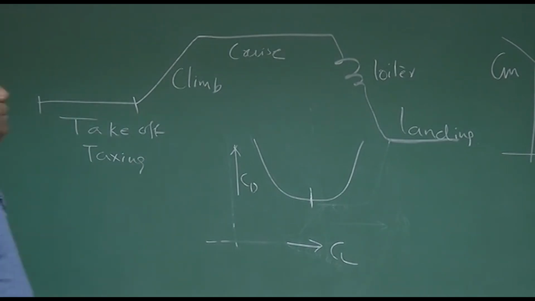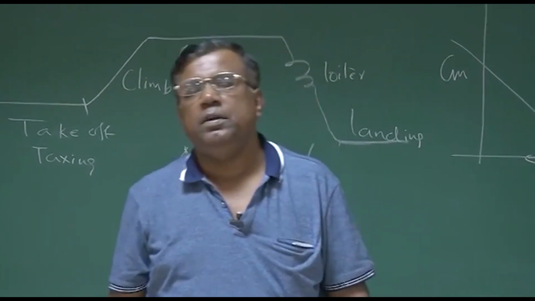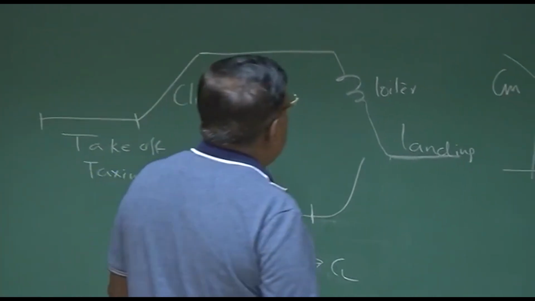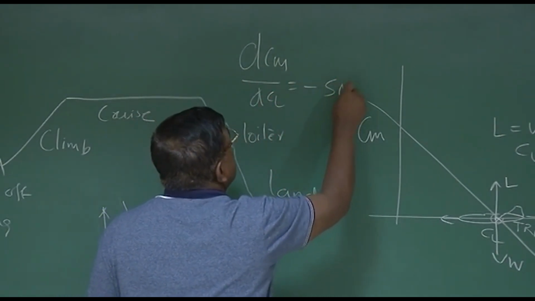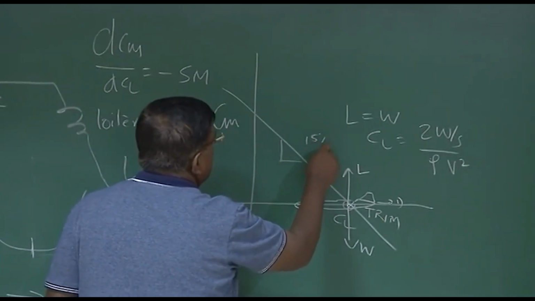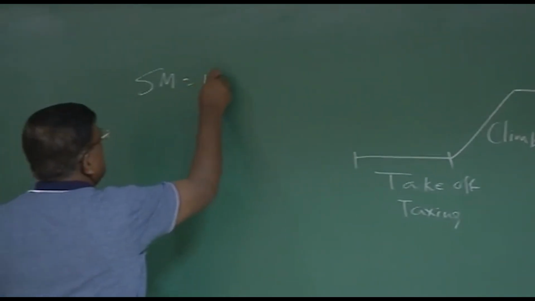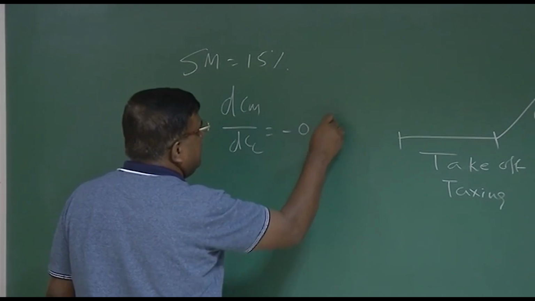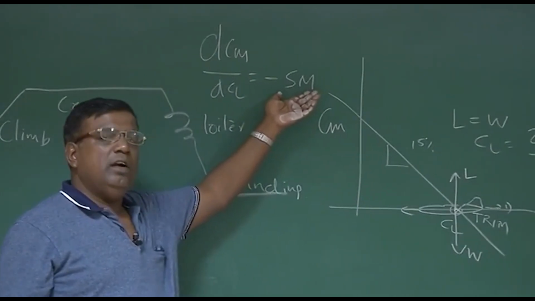Also, we know by now that mostly these transport airplanes are designed for a static margin between 5 to 10% or 5 to 15%. I also know that dCM by dCL is nothing but minus static margin. So if static margin is 15%, let's say, then the slope dCM by dCL is minus 0.15, because dCM by dCL is minus static margin, non-dimensionalized with the mean aerodynamic chord, right?